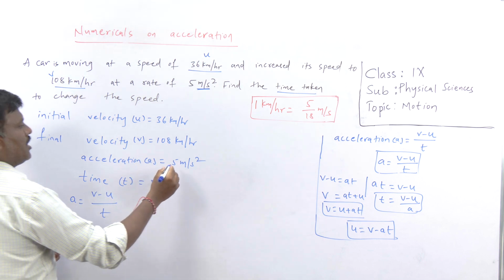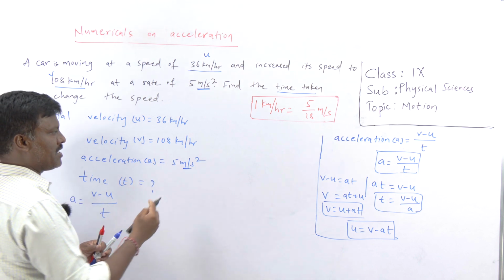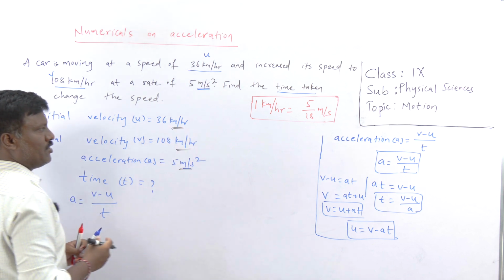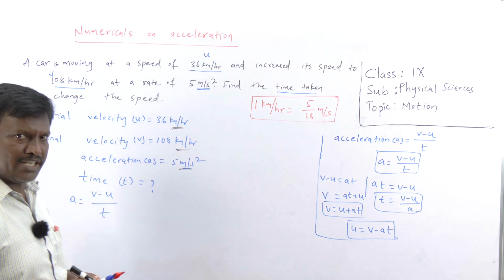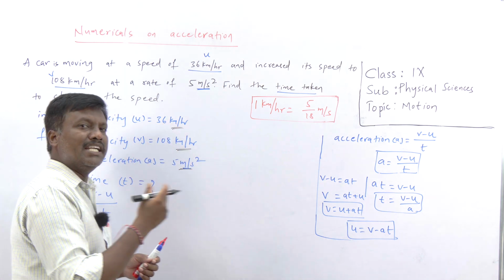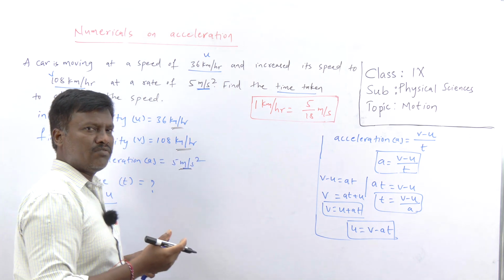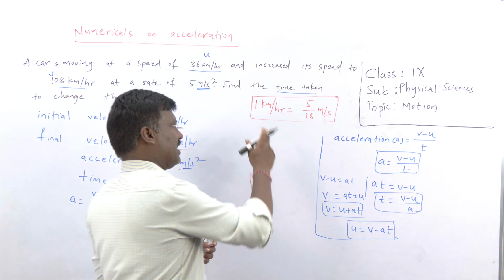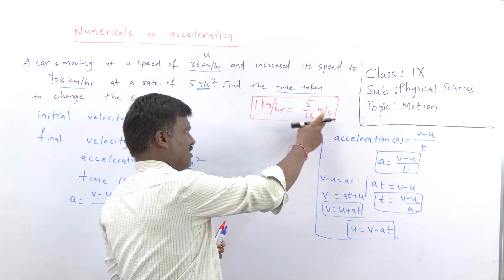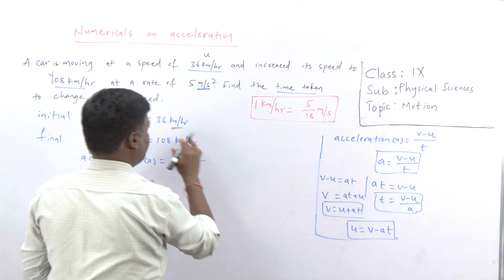But here, meter per second is an SI unit, right? Kilometer per hour is not an SI unit, it's a practical unit. So what we have to do is convert this kilometer per hour into meter per second. To convert kilometer per hour into meter per second, 1 kilometer per hour is equal to 5 by 18 meter per second. So the given number must be multiplied with 5 by 18.